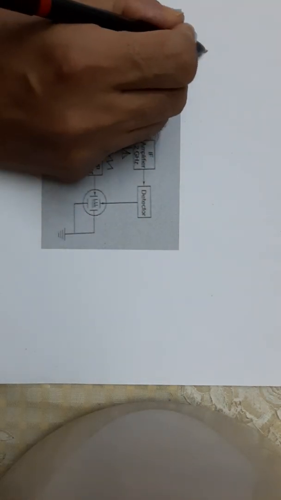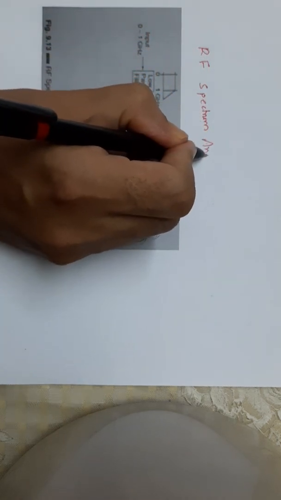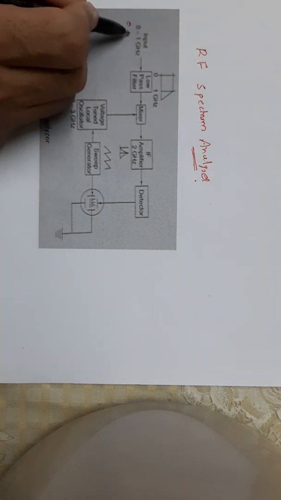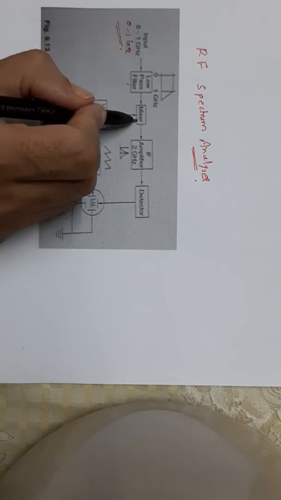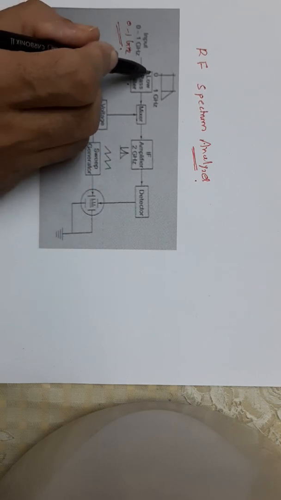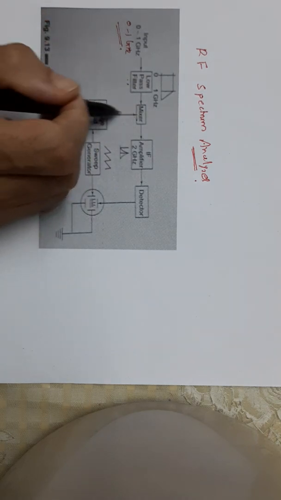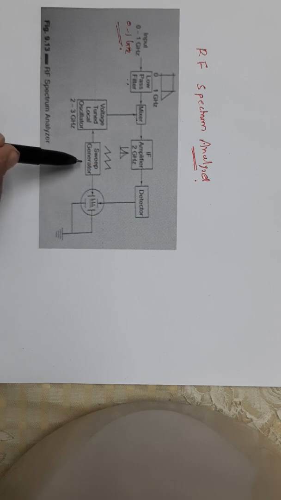This is the block diagram of the RF spectrum analyzer. What is inside this? There is an input signal from 0 to 1 gigahertz, a low pass filter and a mixer, right? The low pass filter range is 0 to 1 gigahertz. Here the mixer gets one signal from the local oscillator, and instead of the sawtooth generator we are using the sweep generator which produces the sweeps, right?